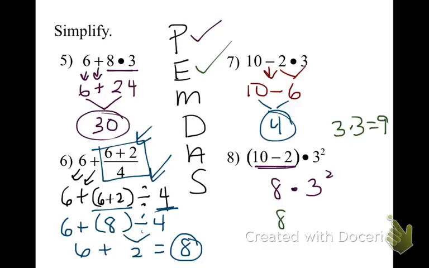So now I have 8 times 9. Do I have any multiplication or division? Yes, I do. What's 8 times 9? 8 times 9 will give you 72. So you should have 72 as your answer.